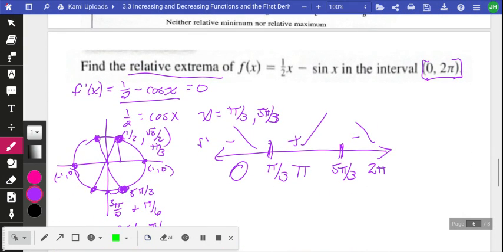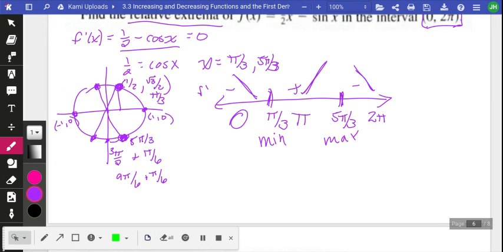So let's look at that. You can see the shape. Down to up is going to give me a minimum, if you visualize something decreasing and then increasing. And here, up to down makes a mountain, so a maximum. So we have a minimum at the ordered pair pi over 3, comma, and we'll have to find that output. And we have a maximum at 5 pi over 3, comma, something. Then we have to find those actual values. You have to do f of pi over 3 and f of 5 pi over 3.